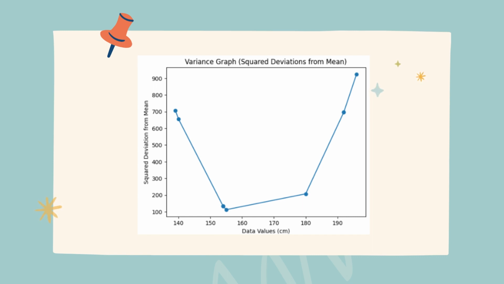Notice the graph forms a U shape. Values closer to the mean, around 150 to 160 centimeters, have smaller squared deviations, while values farther from the mean, like 140 centimeters and 195 centimeters, have much larger squared deviations. This visual clearly demonstrates how variance increases as data points move away from the mean.